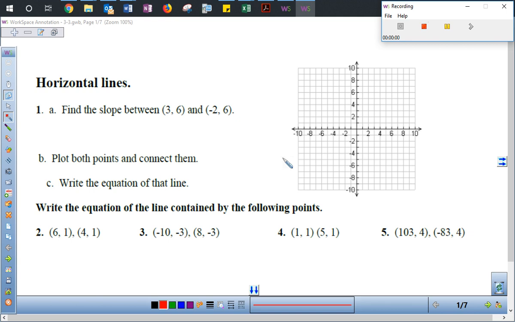Okay guys, today we're going to talk about horizontal, vertical, and oblique lines. So number one, it says find the slope between (3, 6) and (negative 2, 6). So we're going to put it into the slope formula just like normal.